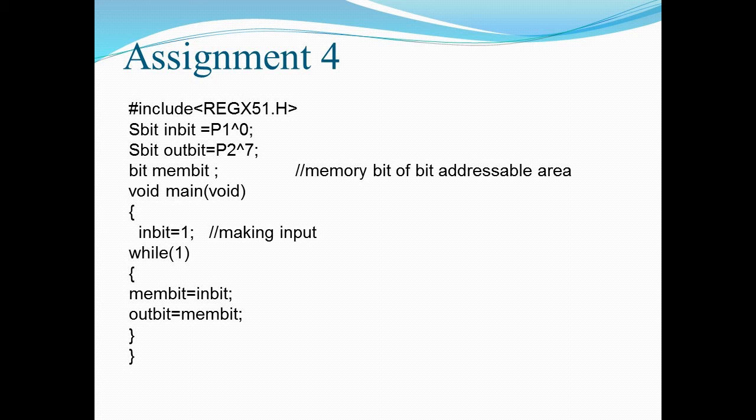After that, we have a super loop, while 1, and what we are trying to do is membit is equal to inbit, meaning that port 1 line number 0 will be read, and the value will be assigned to the memory bit. After assigning to the memory bit, once again I am reading this memory bit and assigning it to the output bit. Output bit means what? It is port number 2 and line number 7. So this is a very simple program to read one switch, store the value, and send it to the next port line. Let us simulate this program in the Keil compiler.